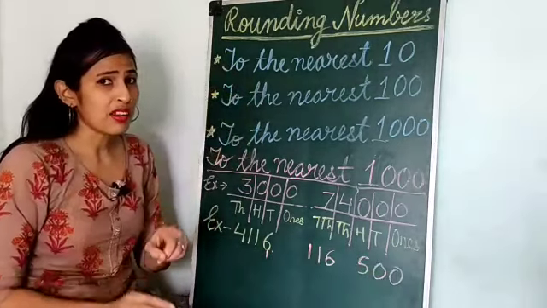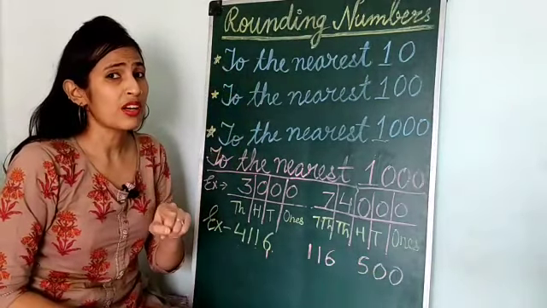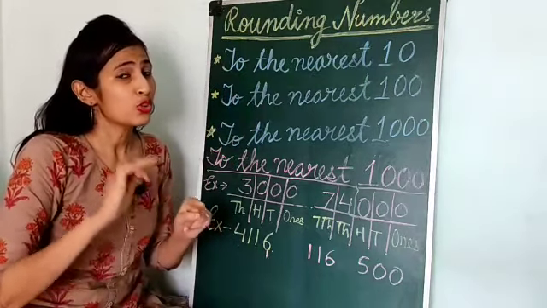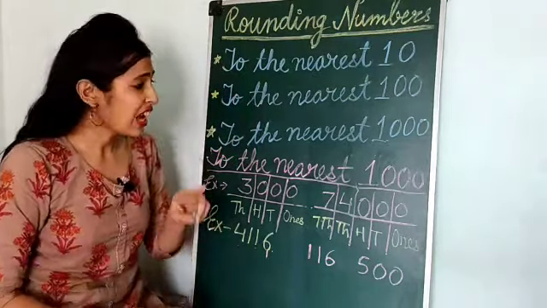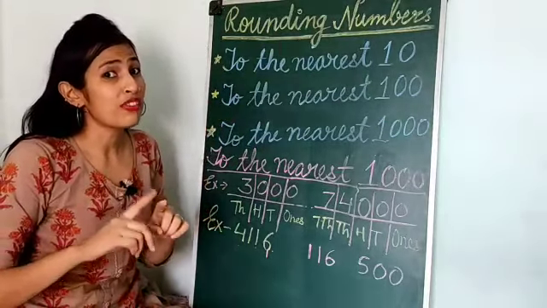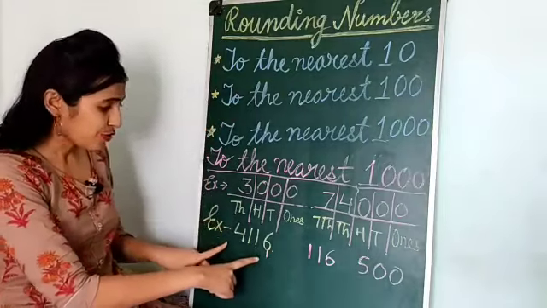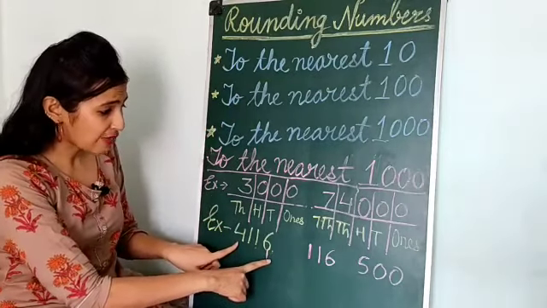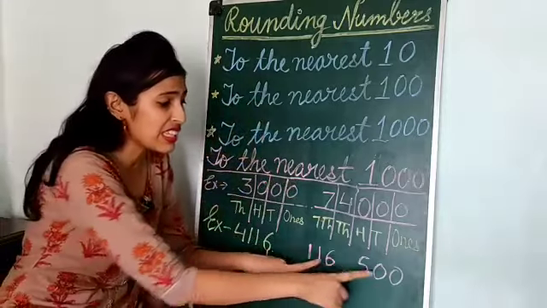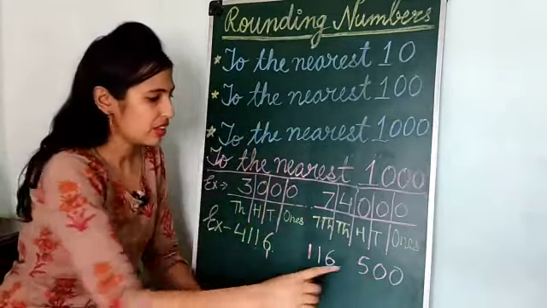Do you remember, when we round off the number to the nearest 10, we have to compare the number to the number 5, and when we round off to the nearest 100, we have to compare to the number 50, and now we have to round off the number to the nearest 1000. So we have to compare these numbers to the number 500.